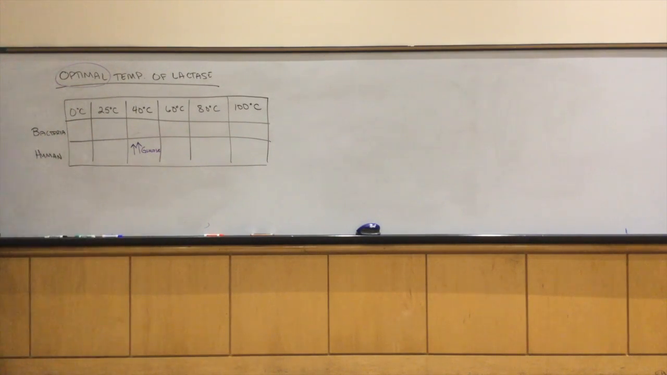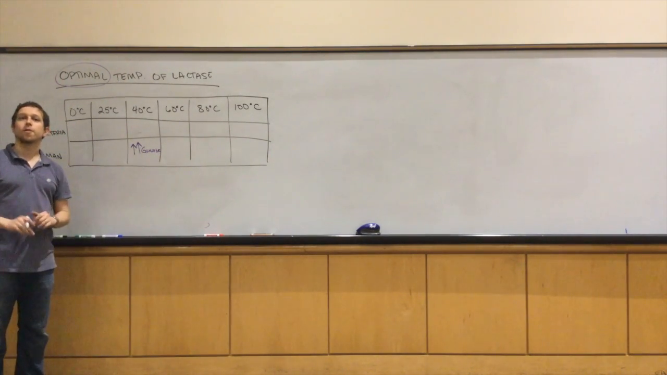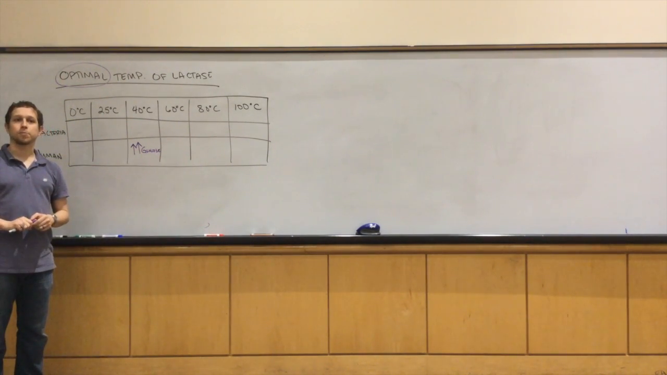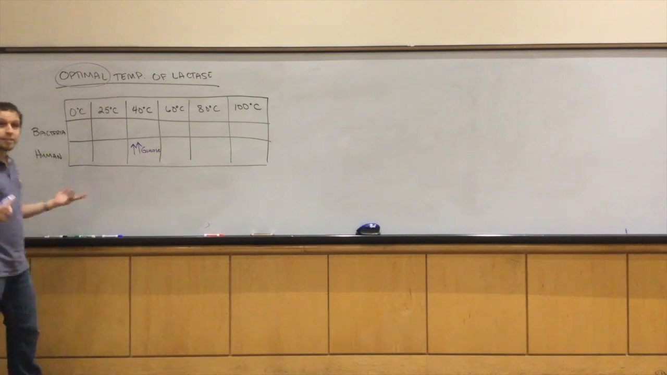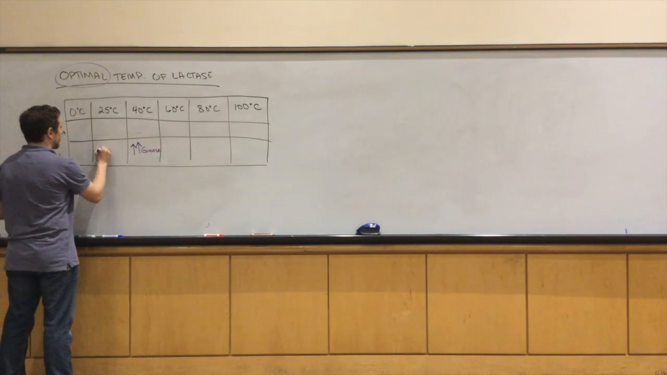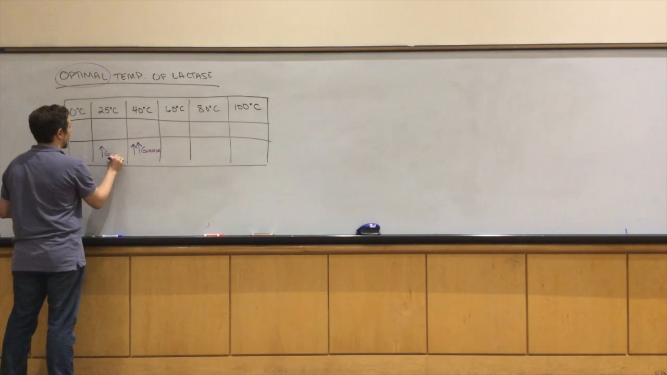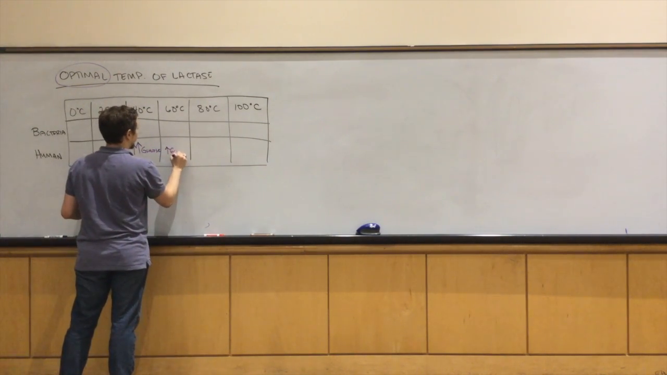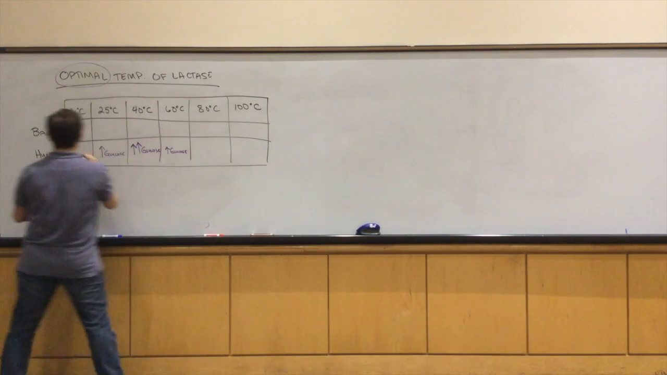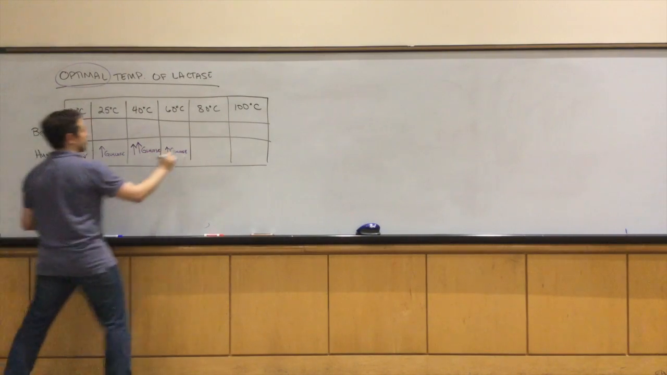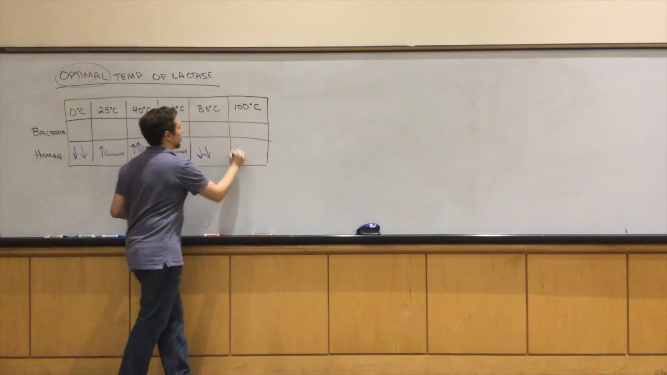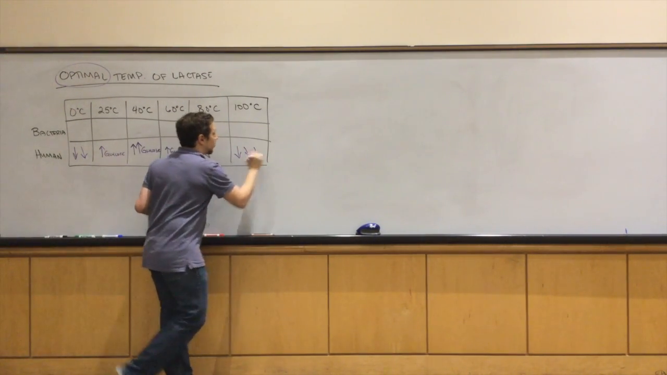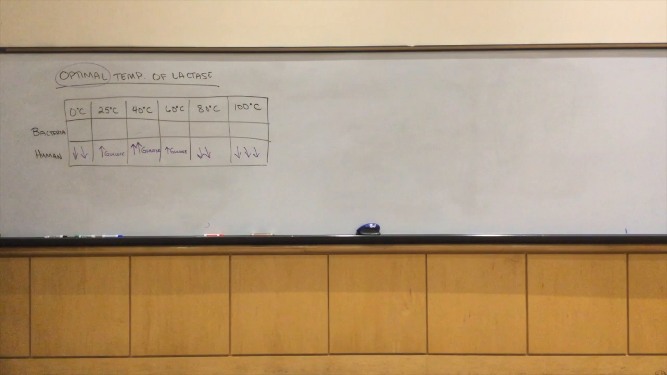What do I expect to see as I start going farther and farther away from that optimal temperature? I'm going to see a decrease in glucose. So maybe I have a little bit still produced at 25 and 60. But then I'm probably going to start to see lower levels when I get to 80, 100, and then also 0. We'll come back and we'll discuss what's happening there. But let's get to our bacteria.